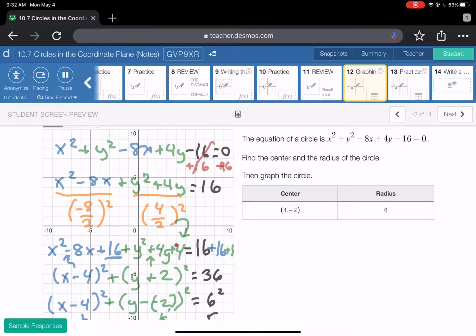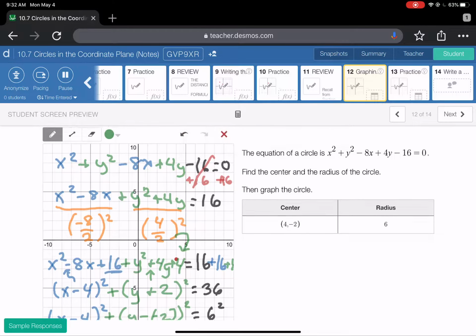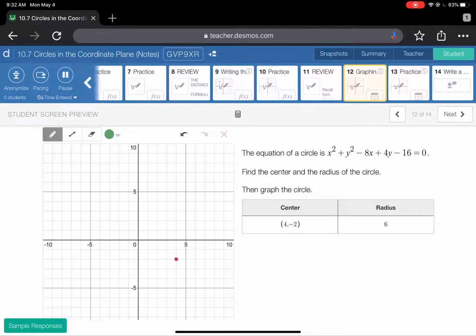Okay, so that's how you find the center and the radius. And then once you find the center and the radius, you can move on to drawing the circle. So our center is already plotted. So now I'm going to use the radius. I'm going to count 1, 2, 3, 4, 5, 6. So I know that a point needs to go there for sure. Another one needs to go here, 1, 2, 3, 4, 5, 6, right on the edge.